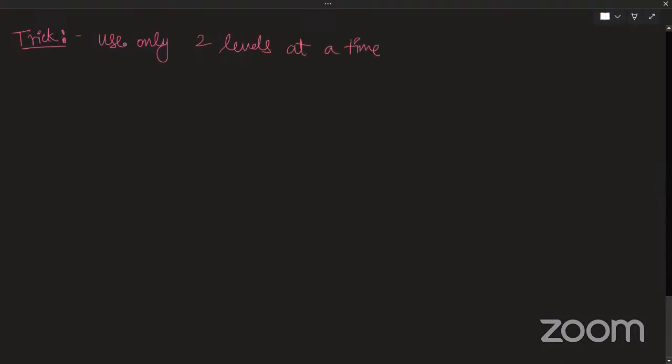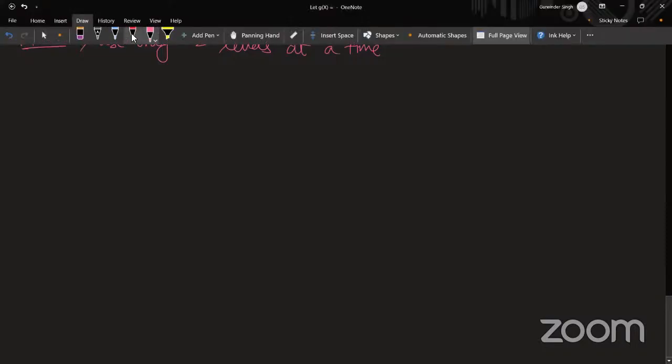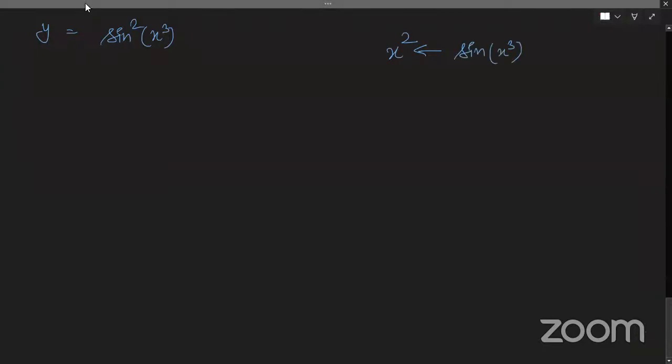Okay. Create only web chart of two levels at a time. So I'll show you how the previous question could have been easily thought. For example, you have sine square of x cube, right? So basically, what is it? It is sine of x cube being inserted inside x square. Do you all agree with this? Yes. Everyone agrees with this?